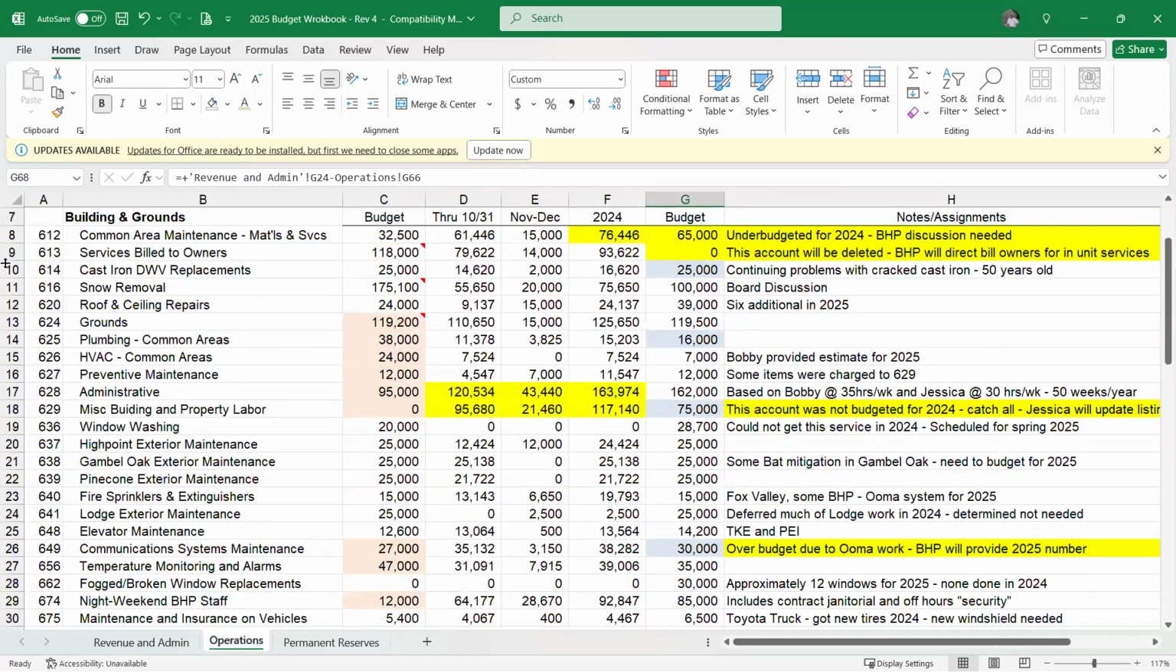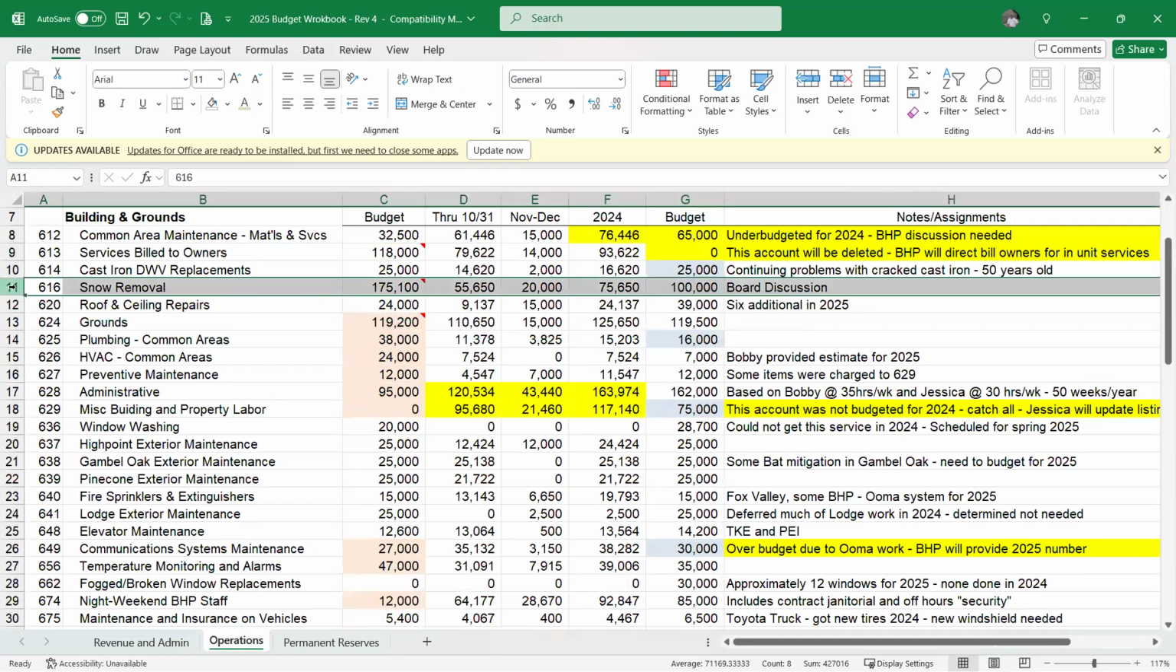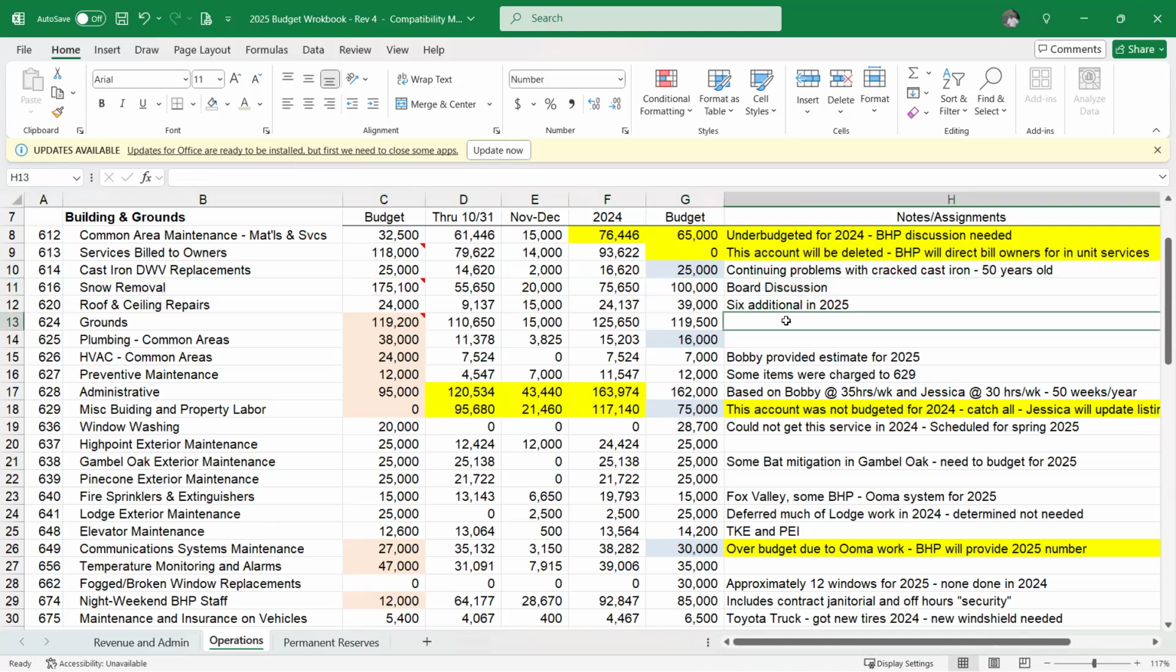Let's move on. So the cast iron replacements are at 25. What do you want to do with snow removal? Anybody have a coin? It's just a guess. I think 100's fine. I think 100 looks good. Yeah, I like 100. The weather people still don't know what snow we're going to get this year. They keep bouncing back and forth. It could be really mild and we could be over budget, but who knows?